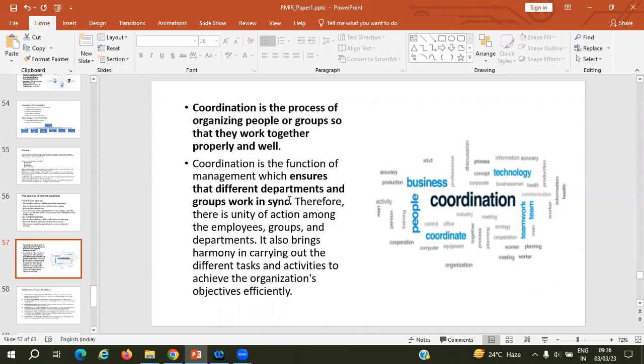Any one of you can tell me. After reading this, tell me what you understand. I can correct you.